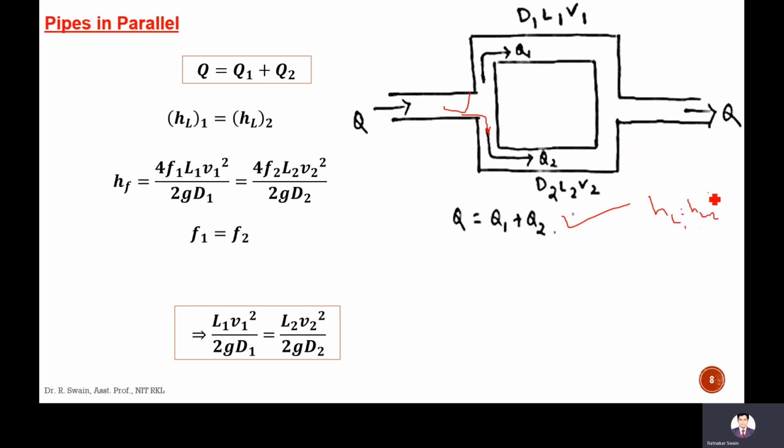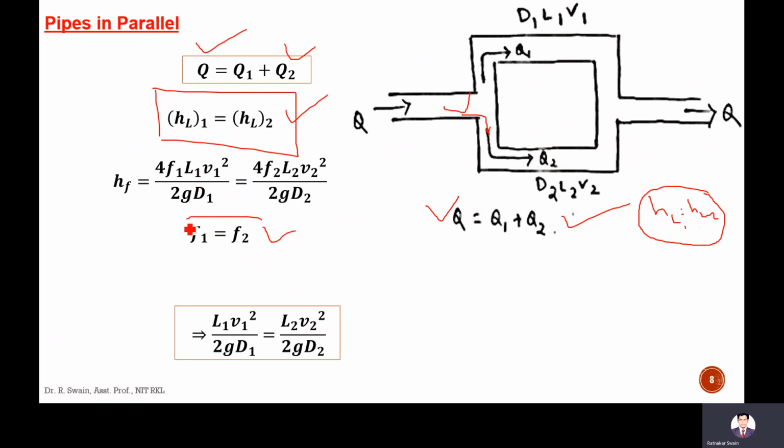Just opposite. Here head loss is constant and discharge is the summation of the discharges in the individual pipes, but in series it is opposite. The discharge is constant, the head loss is the summation of head loss of the individual pipes. So Q is equal to Q1 plus Q2, and HL1 is equal to HL2. These two equations are important for pipes in parallel. So HF we know that we can put here. If we assume F1 is equal to F2, just to simplify, then it will be L1 V1 square by 2 G D1 is equal to L2 V2 square by 2 G D2.